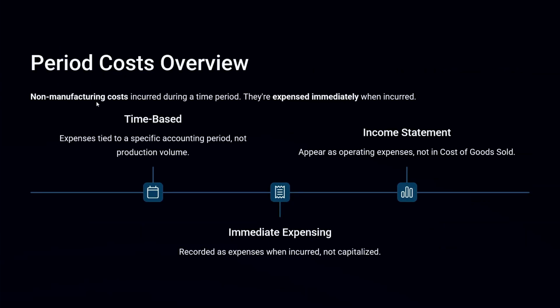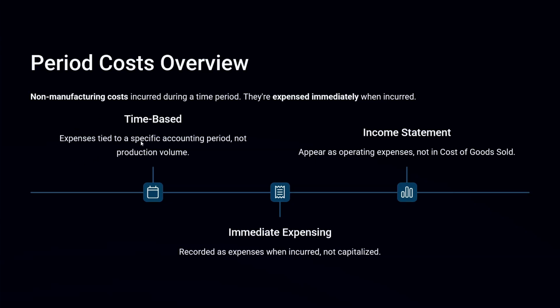Now let's move to the period costs. Those are the costs that don't have anything to do with making the product. Instead, they are just related to running the business. For example, rent for your office or advertising cost. They are not stored in inventory.